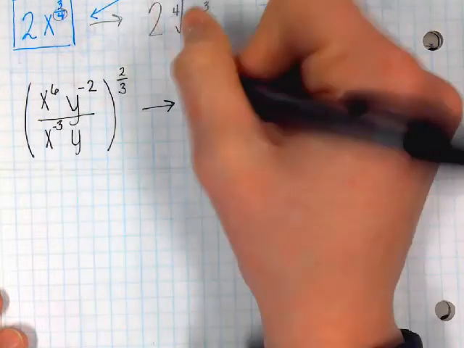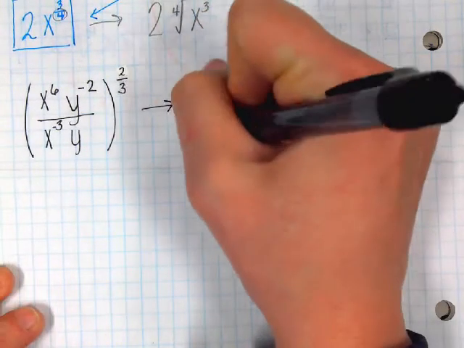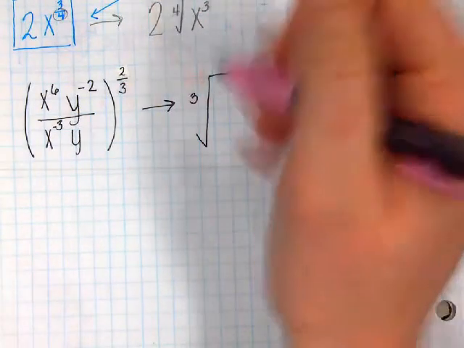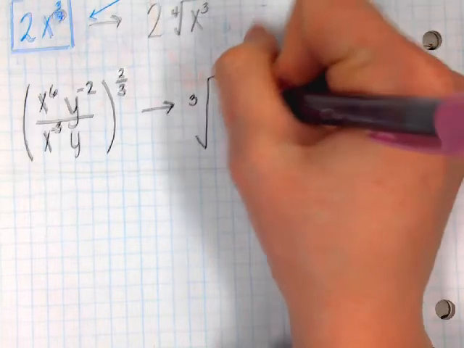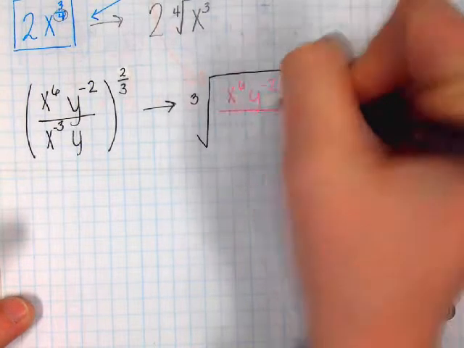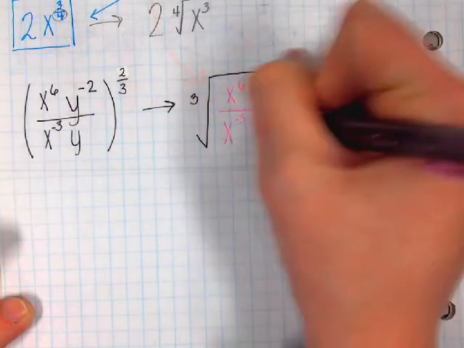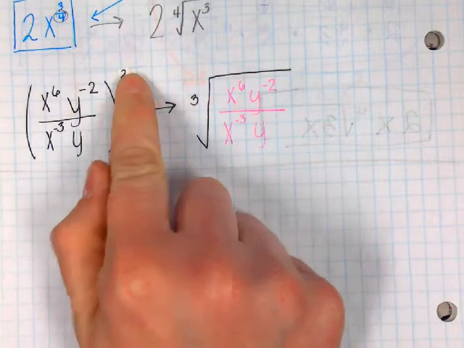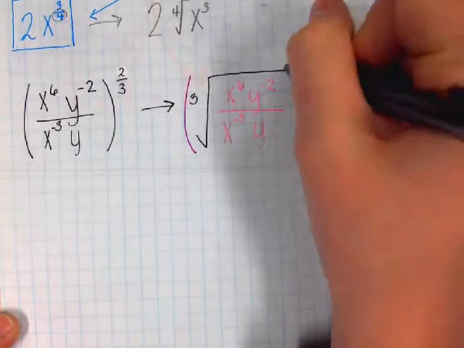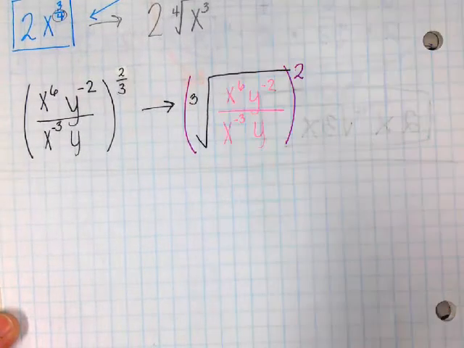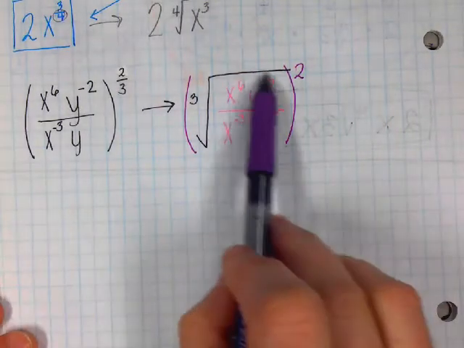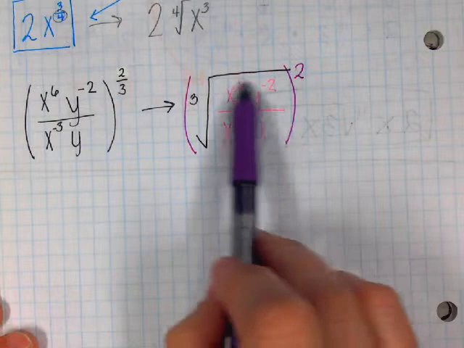So then we want to take the denominator and write it as the index. And then I'm going to keep all of that information. So x to the 6th power, y to the -2, divided by x to the -3rd, y. Now, don't forget that I changed that to a 2, so I need to raise the entire thing to the power of 2. And I'll show you how that works in a minute. Remember, we need to do what's underneath the radical first.